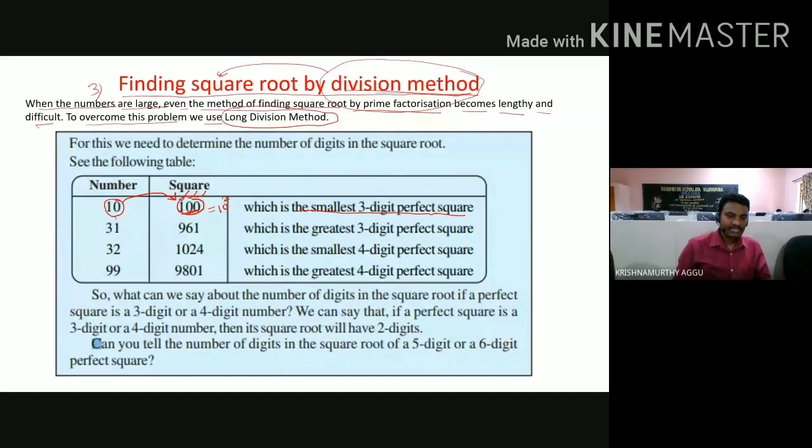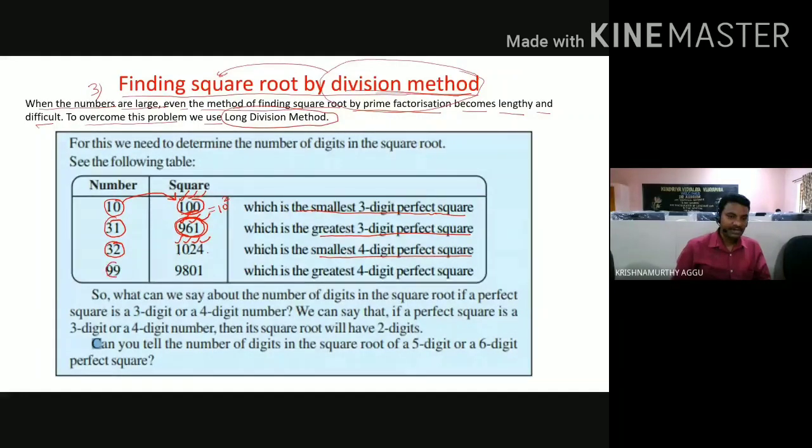Now if you take the number 31, its square is 961. 31 into 31 will give 961. This 961 also has three digits. Moreover, it is a perfect square number, that is the greatest three-digit perfect square number. Clear? Next, take the number 32. After squaring this 32, you are going to get 1024. Here, how many digits? 1, 2, 3, 4. And it is the smallest four-digit perfect square number.